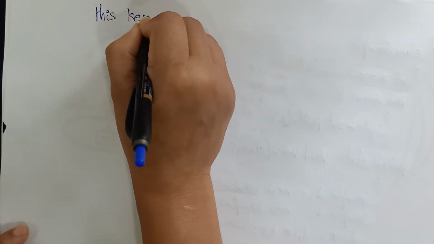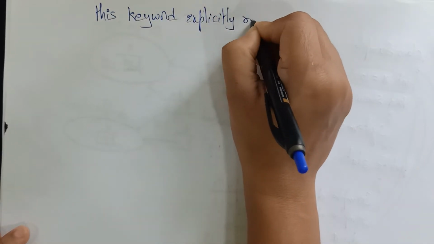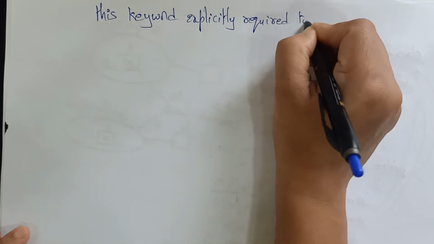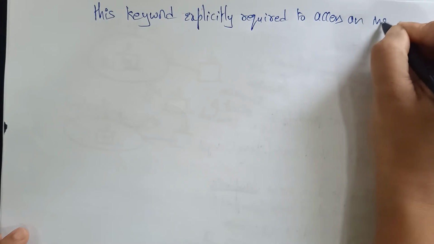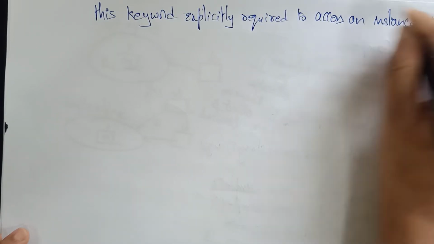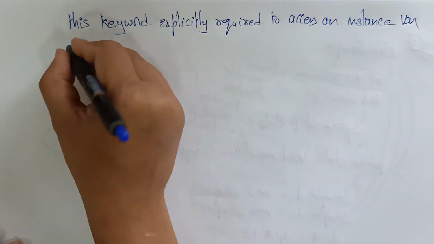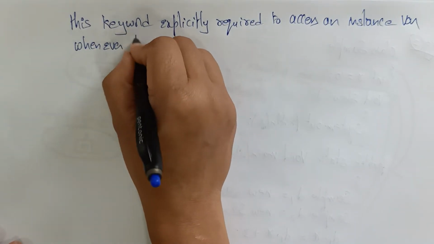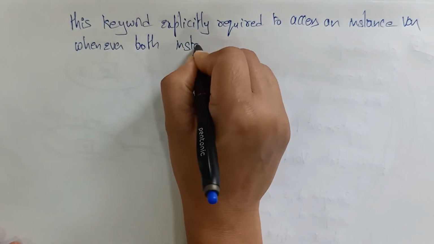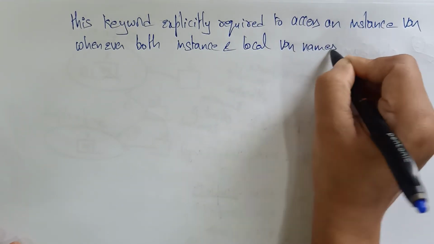This keyword is explicitly required to access an instance variable. This I already explained, but I want to explain with an example. That's why I'm writing again. Whenever both instance and local variable names are same.